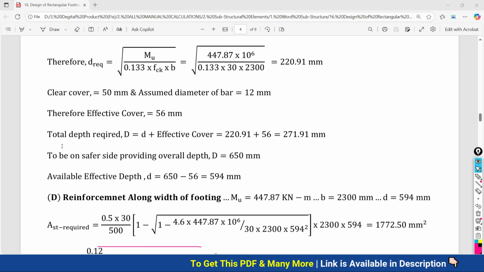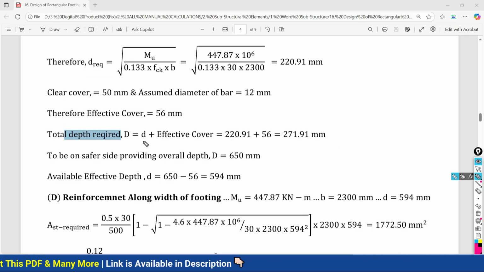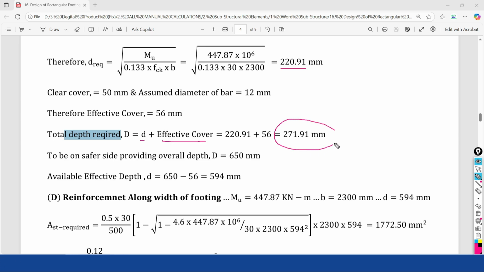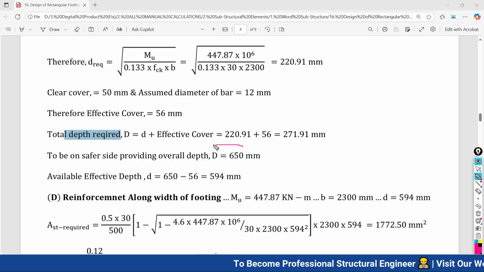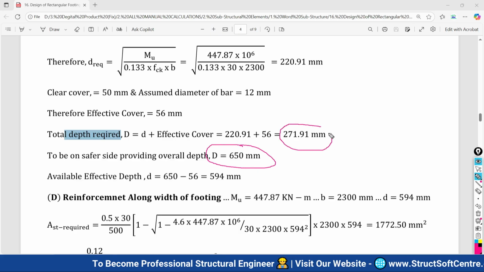After this, what next? We need to calculate the overall depth required. So overall depth will be equal to effective depth plus effective cover. Effective depth 220.91 plus 56 is going to become overall 271.91 mm. Now, to be on the safer side, providing the overall depth as 650, you may have a question how we can consider directly 650 as the demand is 271.91.